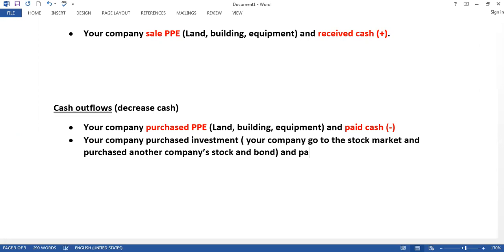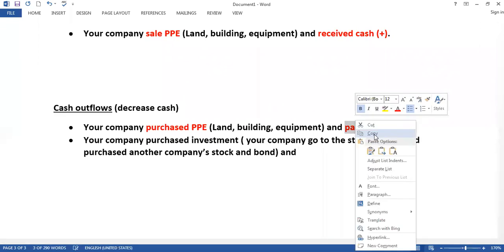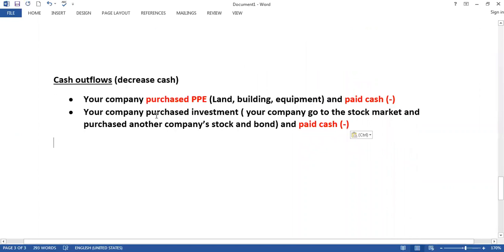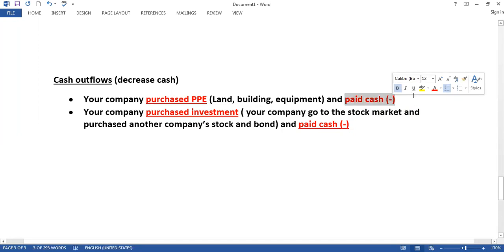Okay, and paid cash. Like this. That means your company, what is the summary here? Summary here is your company purchased investment and your company paid cash. Here, your company purchased property, plant and equipment and your company paid cash.